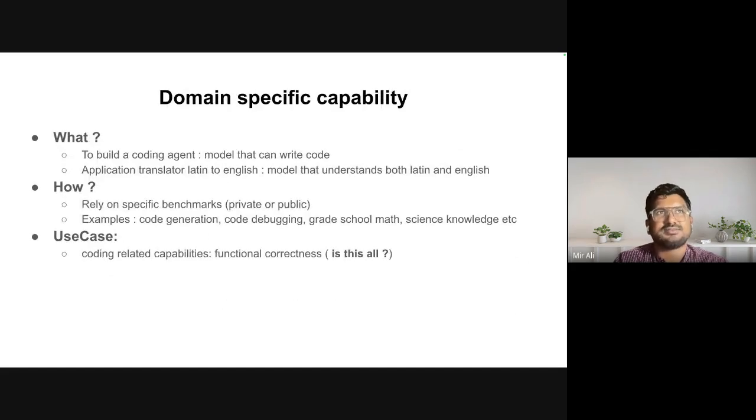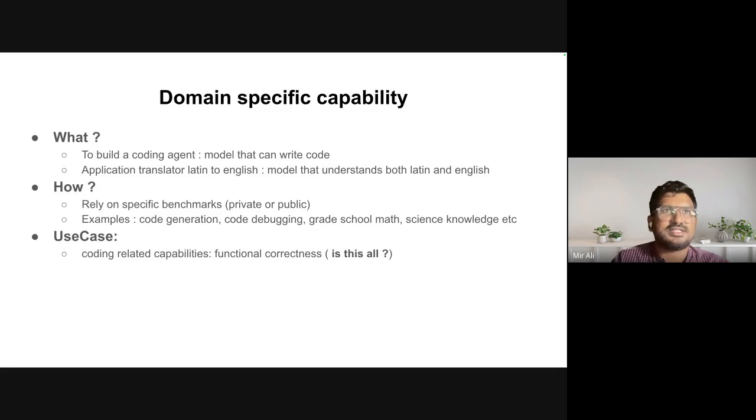Now, what is domain-specific capability? Let's take an example: if we are building a coding agent, whether the model can write code is a domain-specific capability. Another example is if you are writing an application as a translator, Latin to English, the model must be able to understand Latin and English, or it makes no sense. And how can we know if a model has that domain-specific capability?